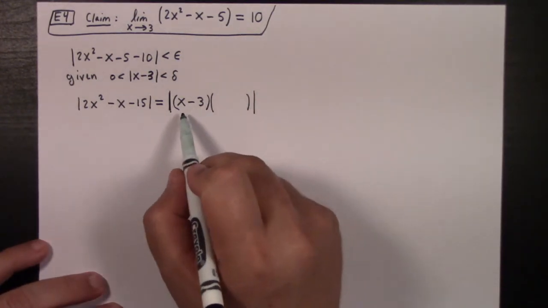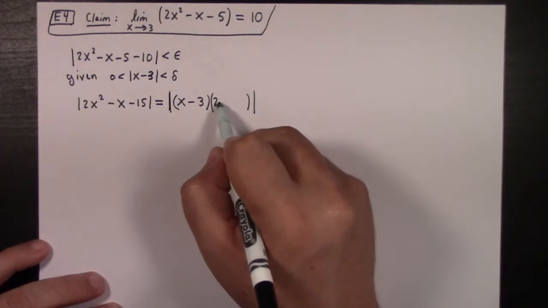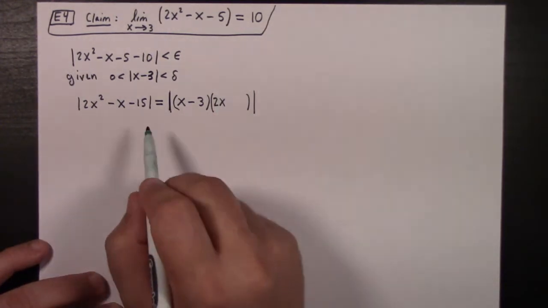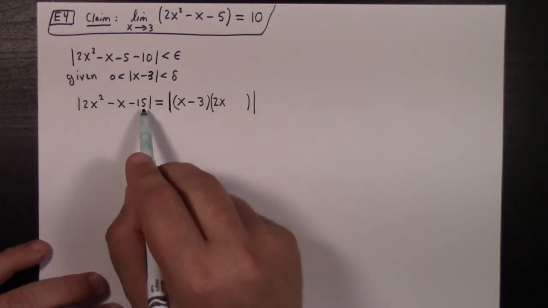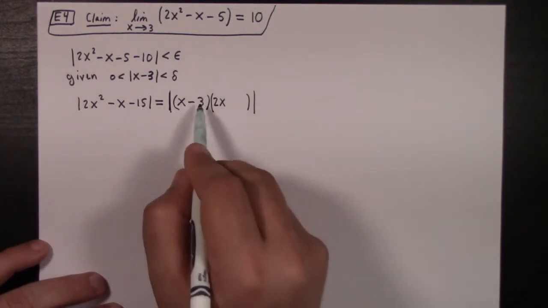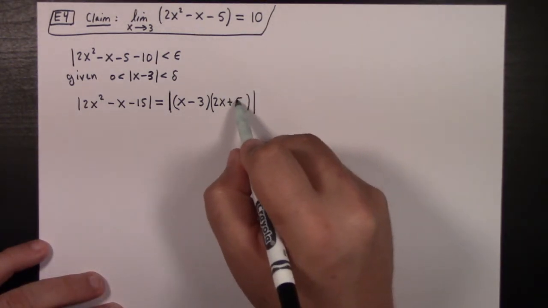We'll find out soon. So I wrote x minus 3. I need a 2x squared here, so I'm stuck with it. I have no choice. I have to write 2x, right? In order to get the 2x squared back. And then, oh, I'm stuck with this too. 15. The only way I can get minus 15 from minus 3 is to add 5.